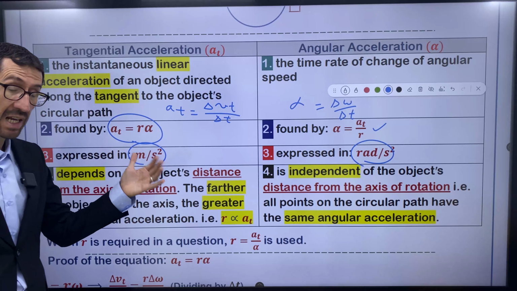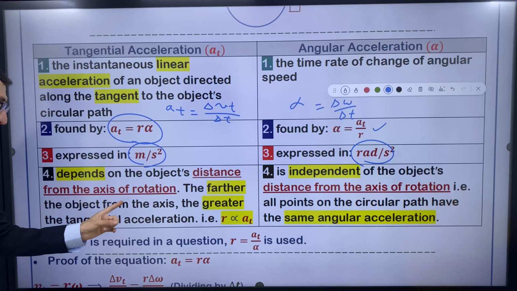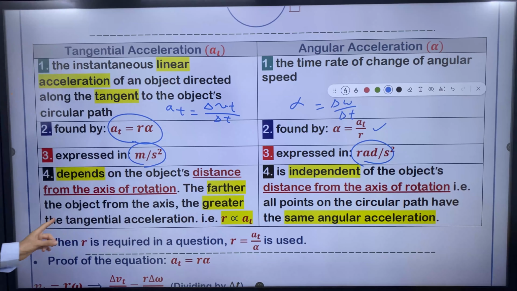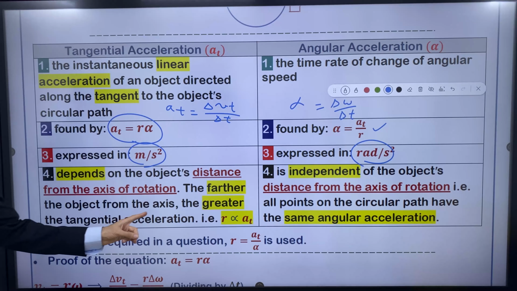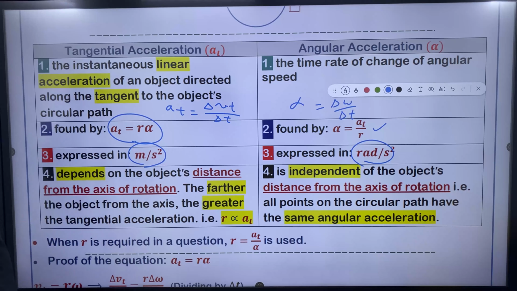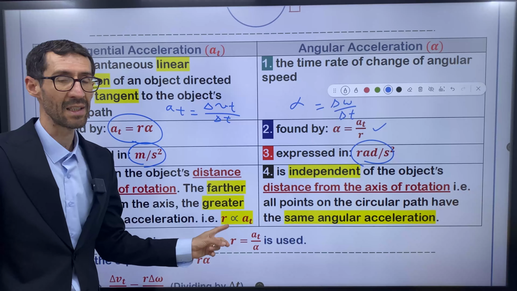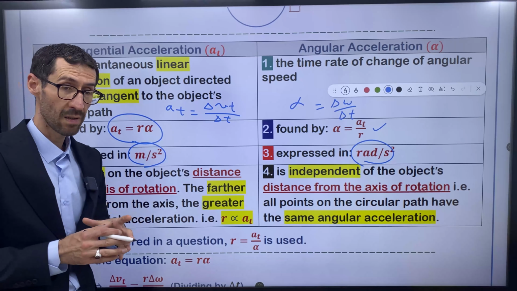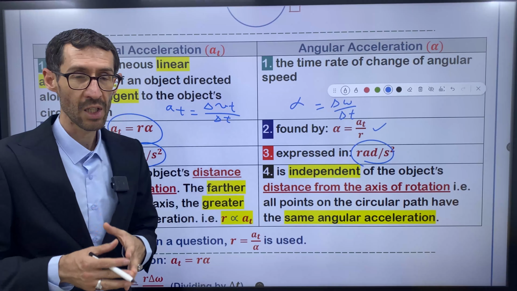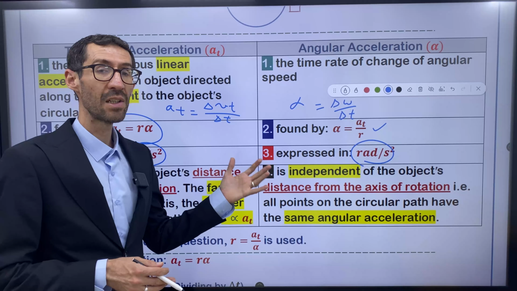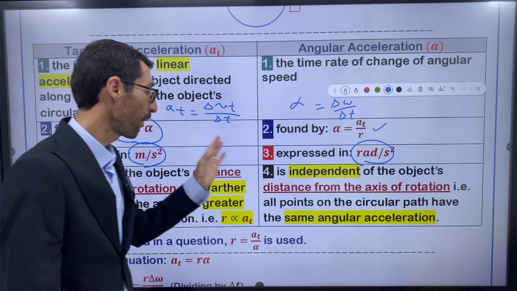Like the previous case, like the tangential speed, the farther the object is from the axis of rotation, the greater the tangential acceleration, right? What does it mean? It means R is directly proportional to AT. Farther points, farther horses on a merry-go-round, actually have greater tangential acceleration than nearer points, nearer horses.